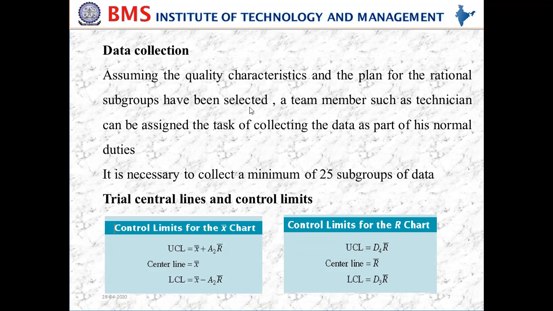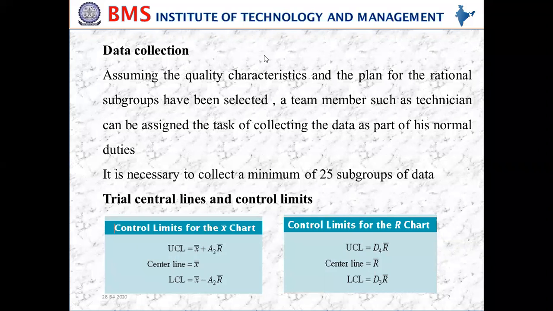Generally, how many subgroups do I have to collect? If I want to plot a chart, a minimum of 25 subgroups of data is required. Fewer than 25 will not give you the correct picture of variation. Above this, 50 or 100 is also good, but numerous data cannot be managed. So the ideal number is 25 subgroups of data for plotting a chart.